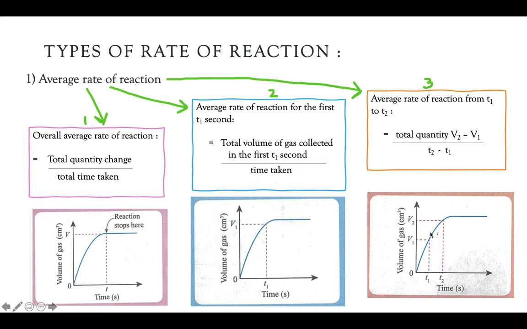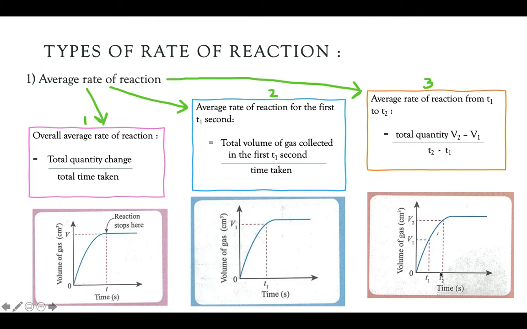Kita nak ambil dia punya differences for the volume produced here. And then untuk masa pula kita akan divide with time. Kita akan ambil differences between T2 and T1. Sebab kita nak tahu masa ini sahaja, pada masa ini sahaja time taken dia.